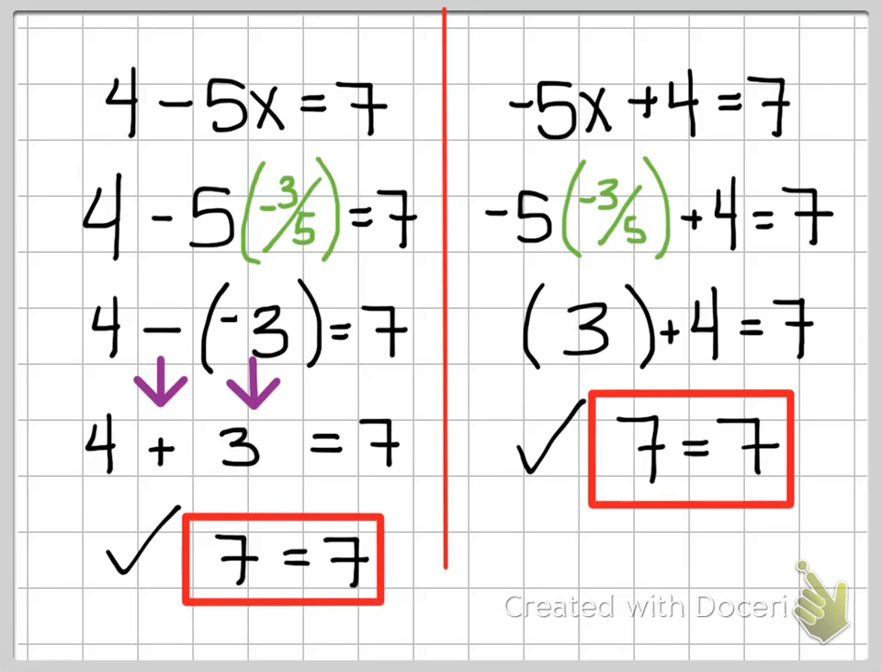That is true. We maintained our equality all the way throughout finding the solution. We found our solution to be negative 3/5, and bonus is that the commutative property held true for us, and we were able to rearrange the problem and make it a little bit easier for us as we were telling our story.